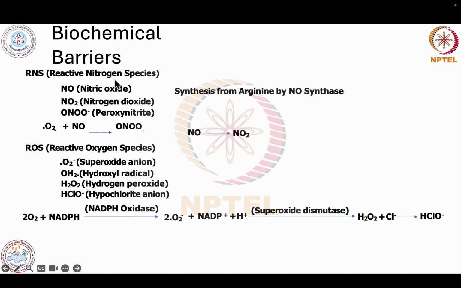Biochemical barriers include reactive nitrogen species: nitric oxide, nitrogen dioxide NO2, and peroxynitrite, synthesized from arginine by NO synthase. There are different reactive species, RNS and ROS, which act in stress conditions. Reactive oxygen species signal that something is not going well, that your cells are in stress, so they start releasing those as a signal, and they also act as biochemical barriers.